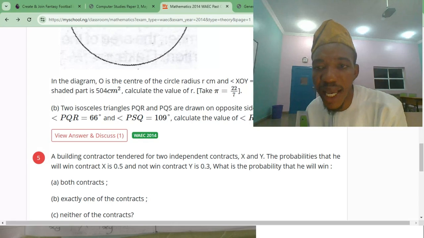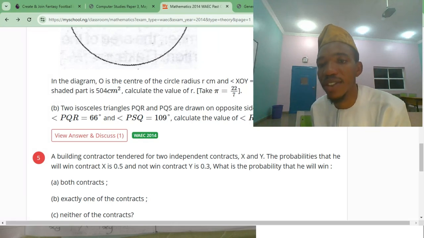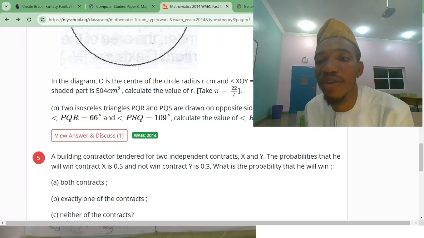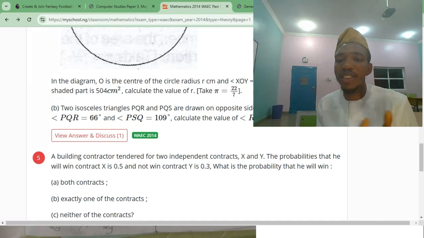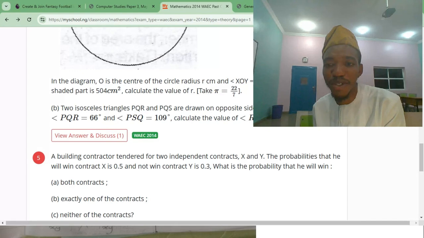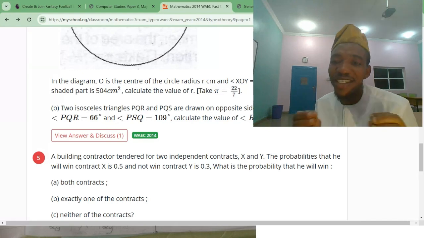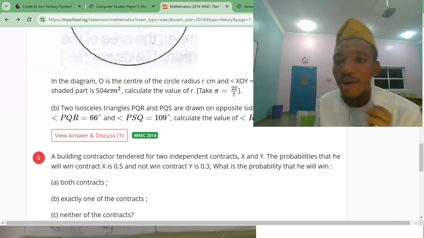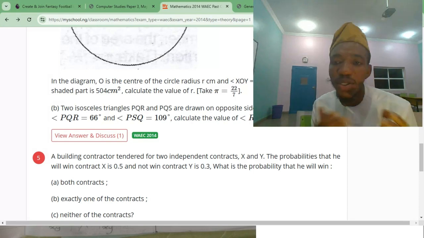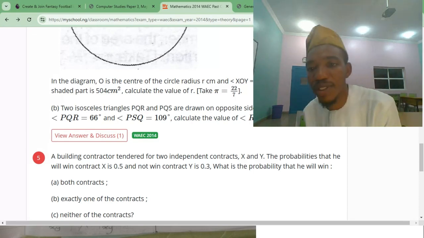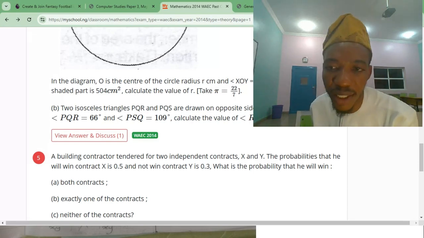So they said exactly one of the contracts. To have exactly one of the contracts is either you win contract X or you win contract Y. So what you are supposed to do is just addition. Either he wins X or he wins Y. So it will be 0.5 plus 0.7. You could have gotten that easily.